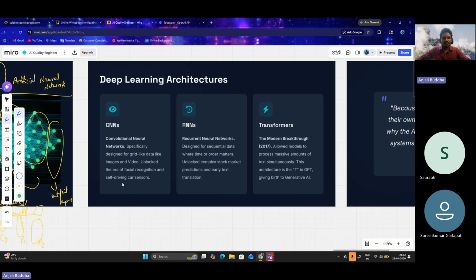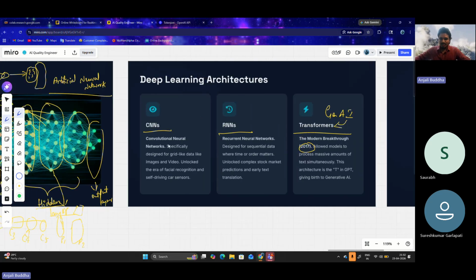So there are majorly three types of deep learning models: CNN, convolutional neural network, RNN, recurrent neural network, and transformers. All the generative AI, whatever we are seeing, is because of the transformer. This is the latest discovery too. It was just around 2017 that the first research paper on transformers was released.